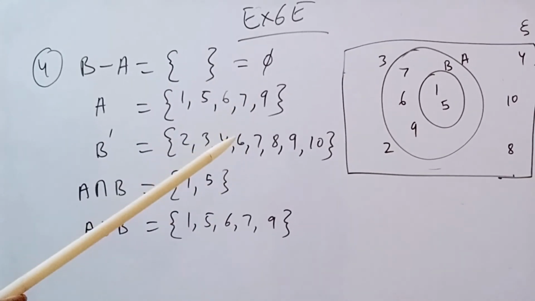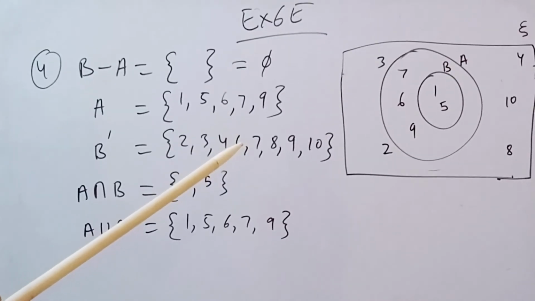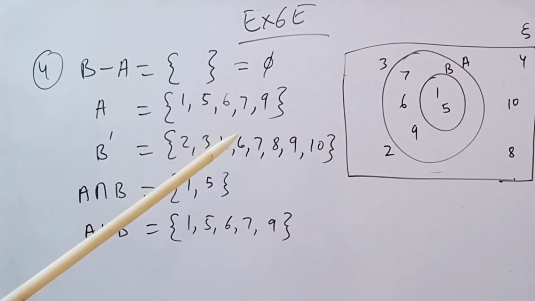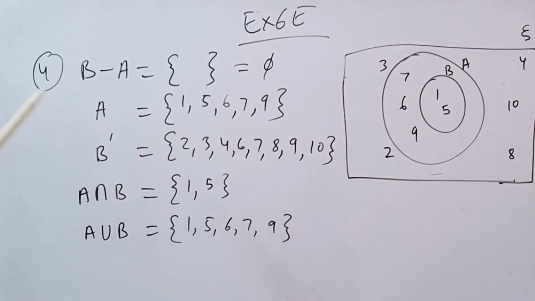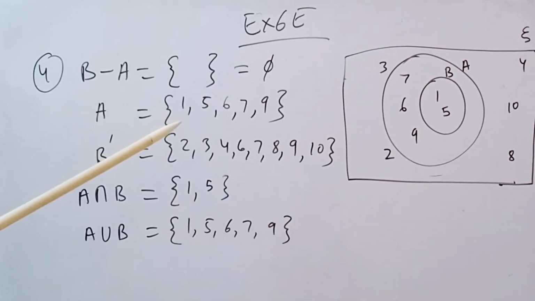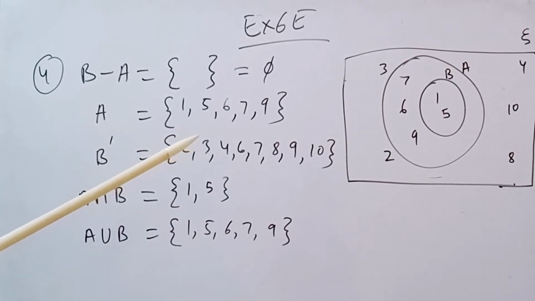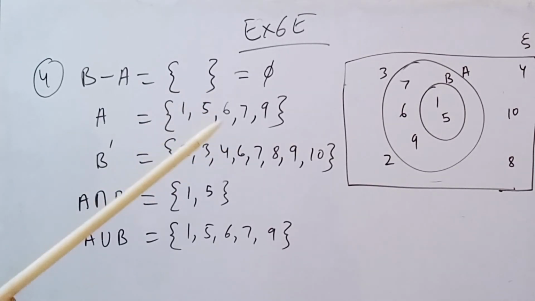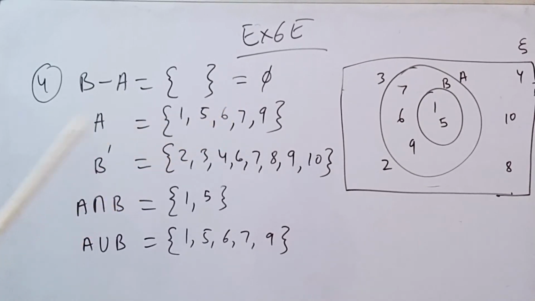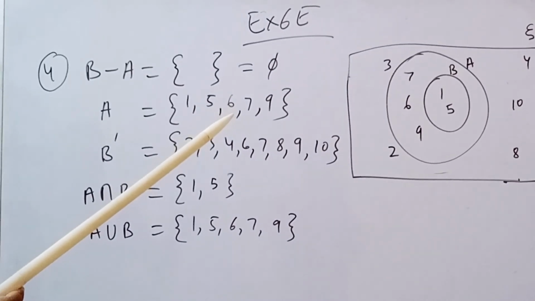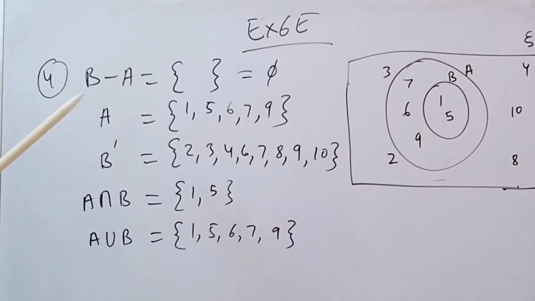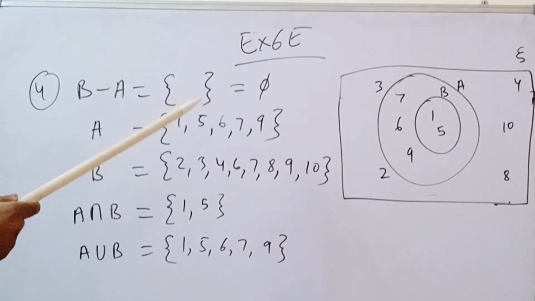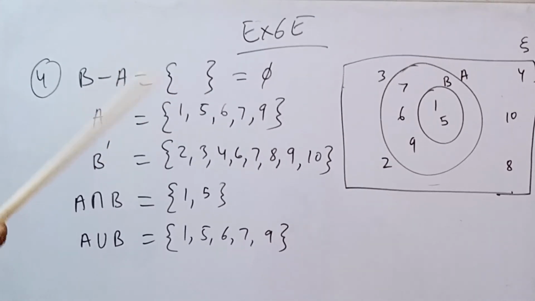And in the set A, the elements are 1, 5, 6, 7, 9. In the set B, the elements are 1, 5. So B minus A means the elements that are in B but not in A. As we see, 1, 5, 7, 6, 9 are the elements of A. So there is no element in B that is not in A. So B minus A will be the empty set, or phi. We can say this is phi. Phi is also denoted by the null set. Null set and phi are the same.